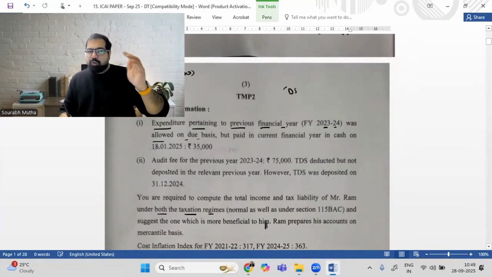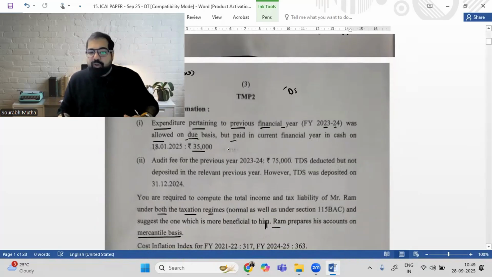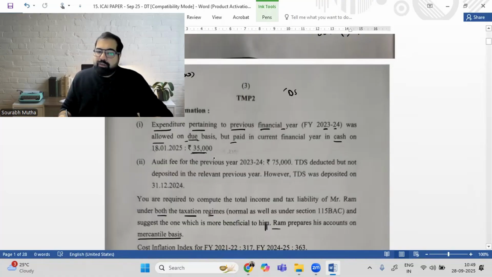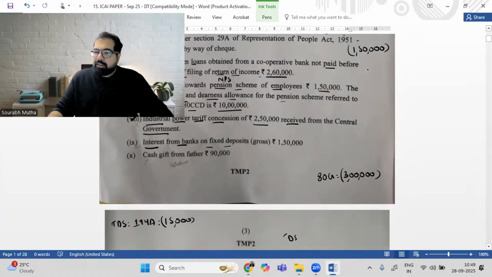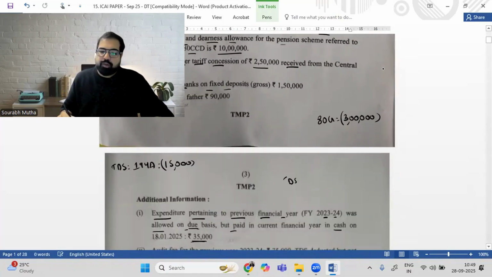That means you were allowed to minus it then, but paid in the current financial year in cash, 35,000. Basically, Ram prepares his accounts on mercantile basis. If he's already taken a deduction there, will you again get a deduction? Not at all. But you have paid it in cash, which is not supposed to be paid more than 25,000, sorry, more than 10,000. So this one you'll have to add back. So I'm adding back 35,000. Unfortunately, you should not have paid it in cash.